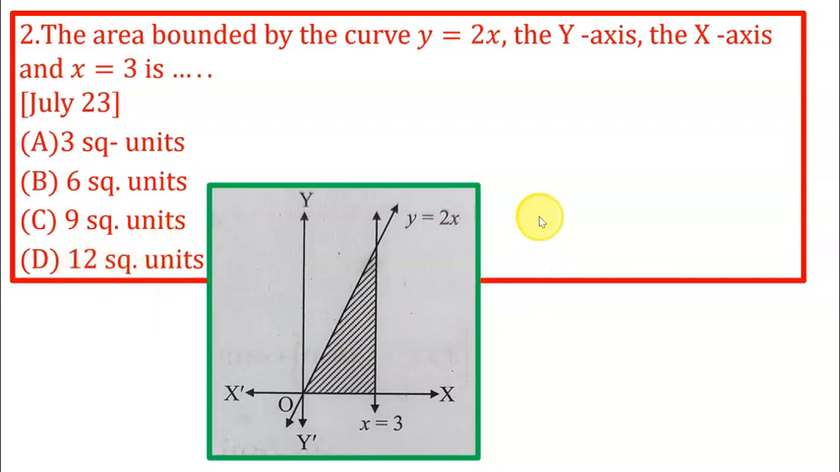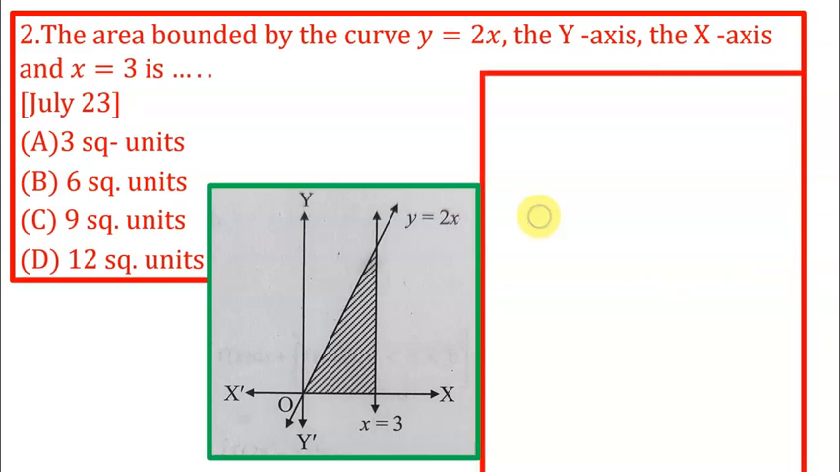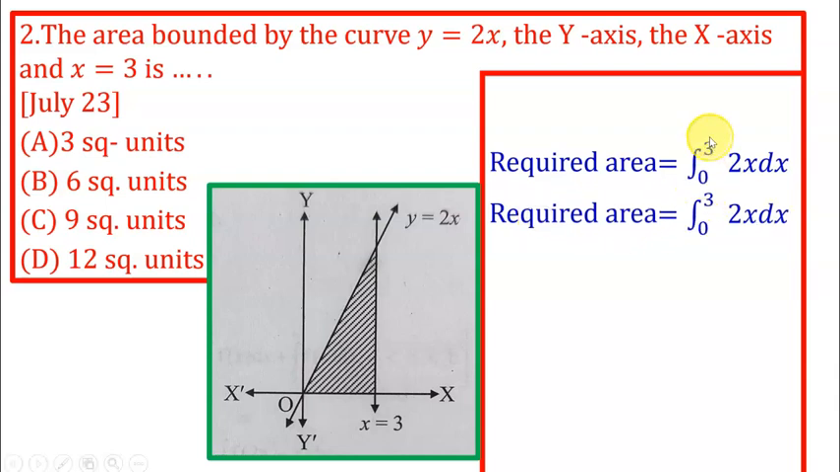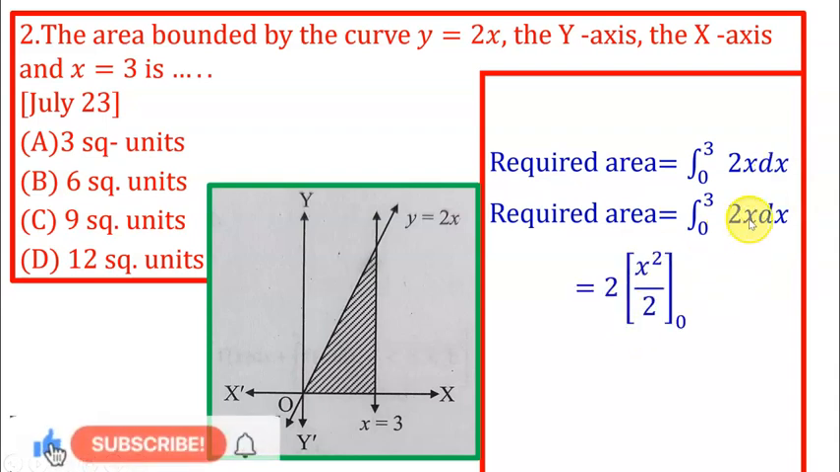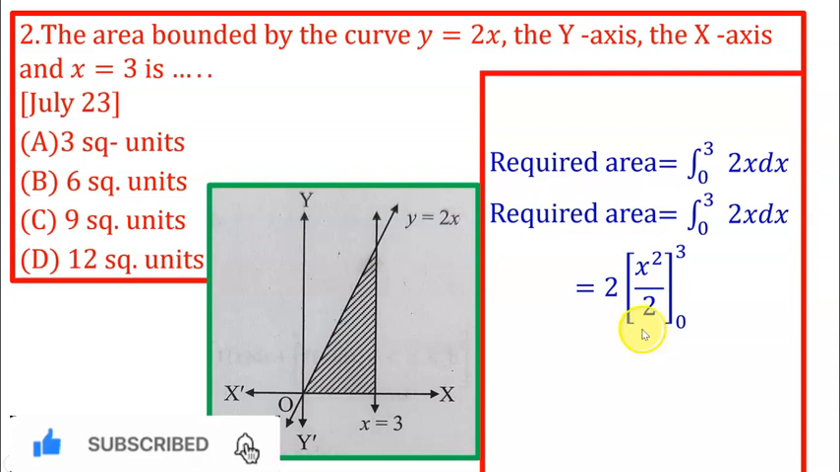Now we will find this required area. The required area is equals to integral 0 to 3, but what is the y here? Y is 2x dx. Now the integral of x is x square upon 2. 2 is a constant here. Lower limit is 0, upper limit is 3.